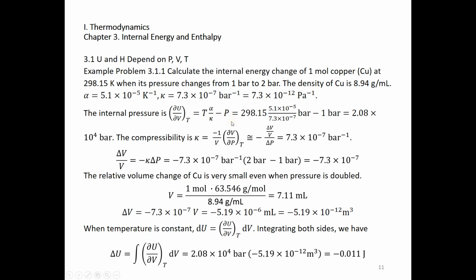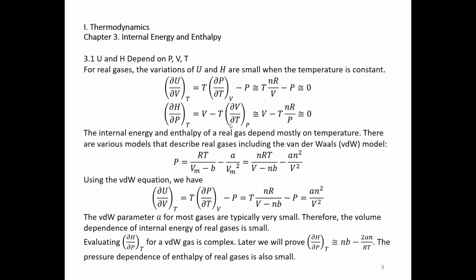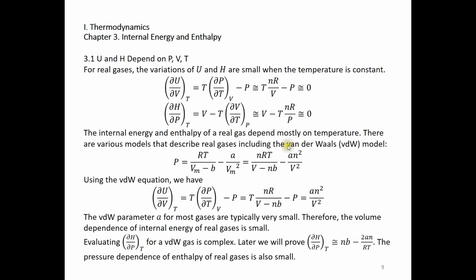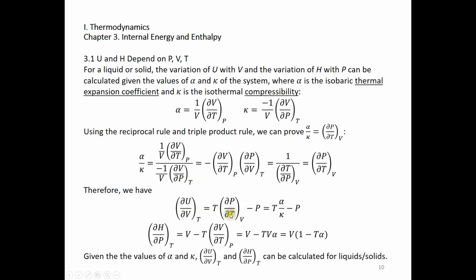Now let's look at this equation. This is how U depends on volume. It's T times alpha over kappa minus P. You should be able to derive this. The derivation is shown somewhere here. This is the derivation for the real gas, and this is the derivation for the liquid and solid. Delta P over delta T is simply alpha over kappa. So we have the derivation of alpha over kappa right here.